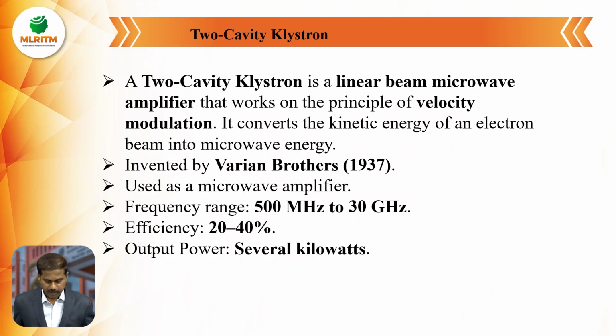It was invented by the Varian brothers in 1937 and is used as a microwave amplifier. The frequency range is from 500 megahertz to 30 gigahertz. Its efficiency is 20% to 40%. Output power is several kilowatts, depending upon the input and output.